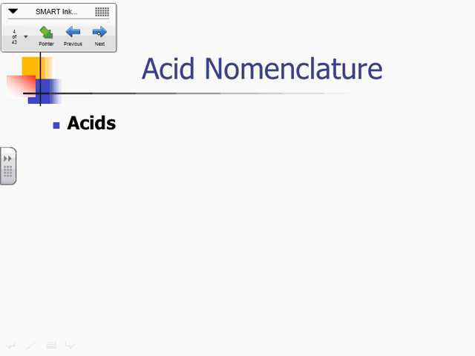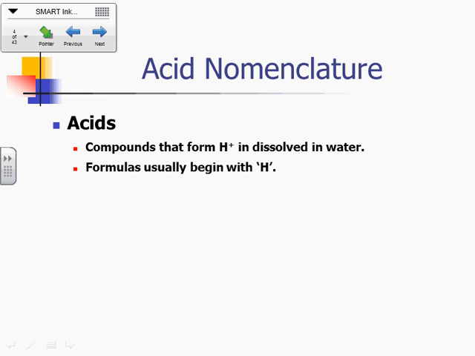Okay? So acids are compounds that form H+ when they're dissolved in water. That's going to be kind of the definition that we go with here. So when you put an acid into water, it will increase the H+ concentration, which means that it probably had an H to begin with. Does that kind of make sense? There must have been a hydrogen there on the compound in order for it to give an H+ to water. So you're going to notice the formulas of acids usually begin with H. Not always, but they usually begin with H.